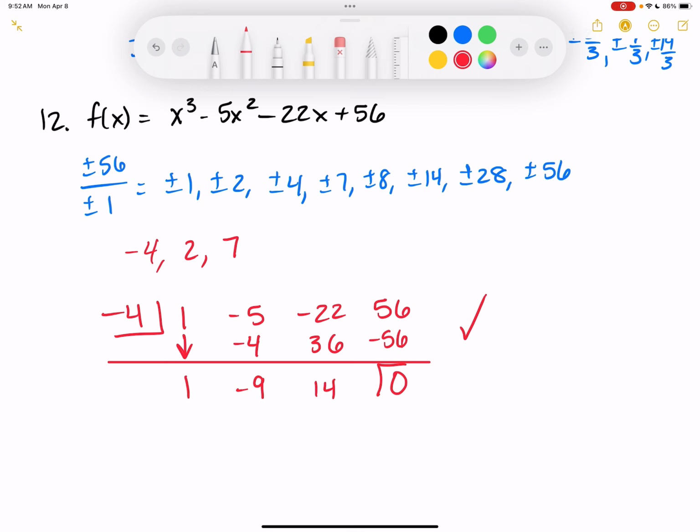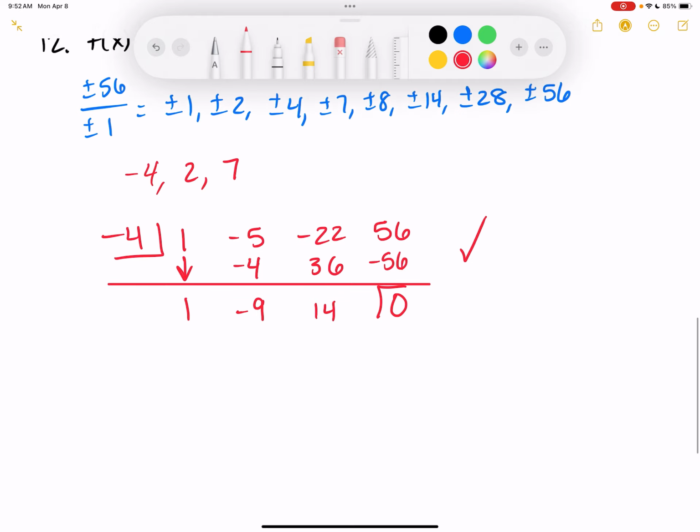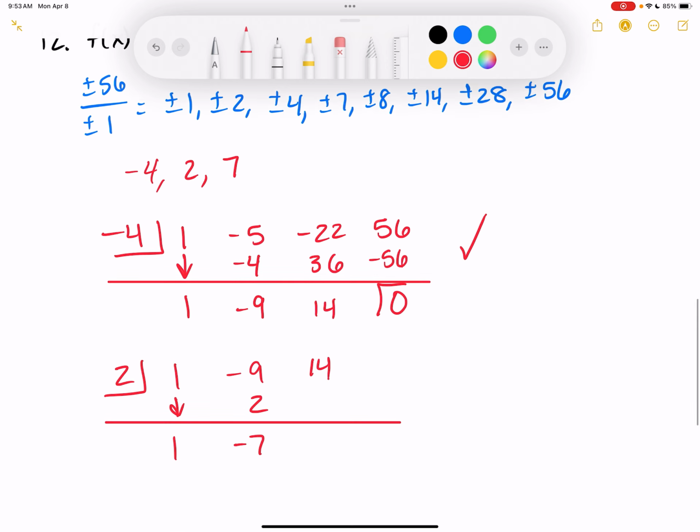Now, if I wanted to make my life easier, I could just use this and factor on down that way, or you can use the original. It really doesn't matter, but I could do it this way. So 2, and then 1, -9, and 14, because eventually we'll get to where you'd want to do it this way. So bring down the 1, times 2 is 2, minus 9 is -7, times 2 is -14, and that's 0. So that produced one that worked as well.